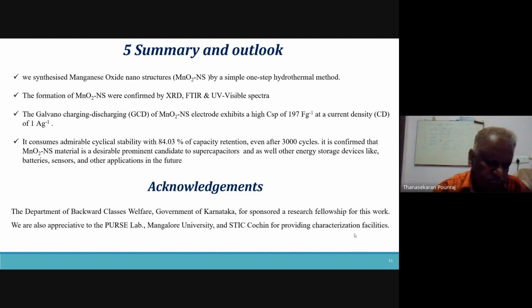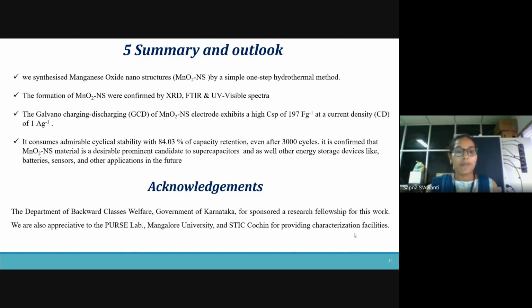The synthesized MnO2 material exhibits 84.03% capacity retention even after 3000 cycles. It confirms that the MnO2 nanostructure material is a desirable and prominent candidate for supercapacitors as well as other energy storage devices like batteries, sensors, and other applications in the future.